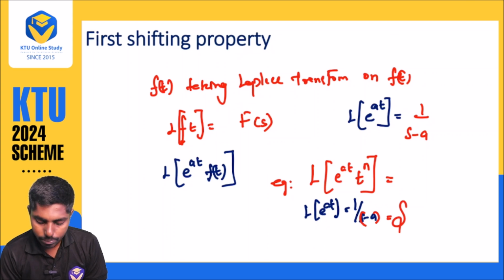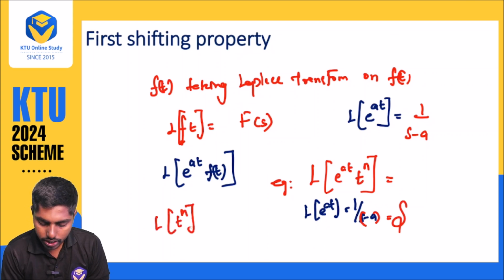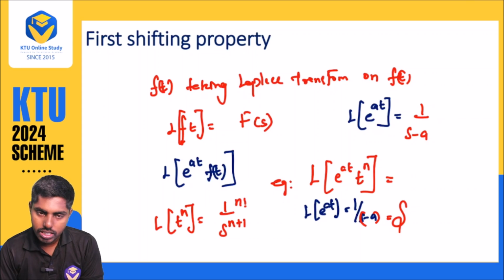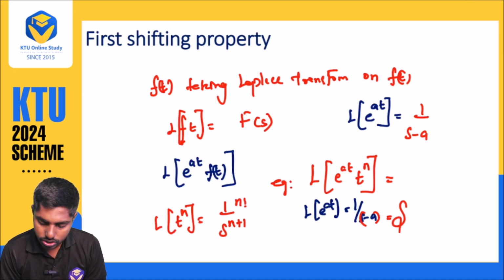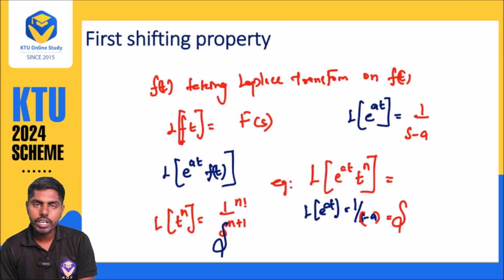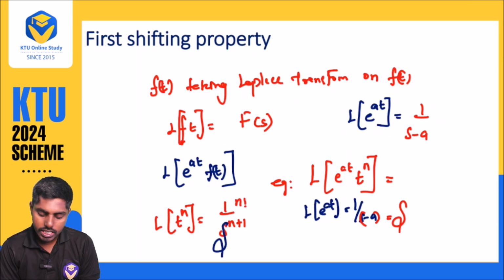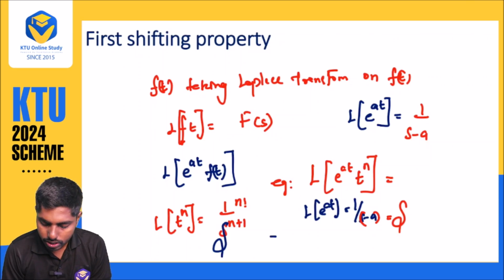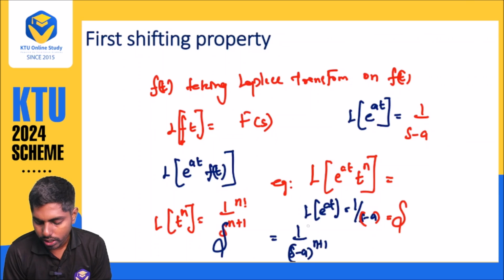Now what is the Laplace transform of t power n? It is n factorial divided by x power n plus 1. This is nothing but the shifting property: consider this x as a big capital X. That is, if it is a product with e power of at, consider this small x as big X. What is big X now? Big X is x minus a, so the result is n factorial divided by (x minus a) the whole power n plus 1.